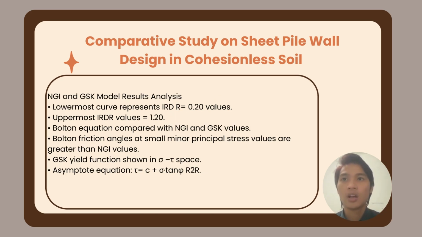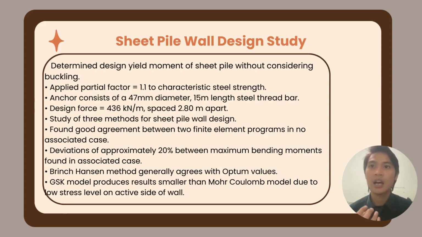For the second slide, as we analyze the result, notice the lowermost curve representing IRDR equal to 0.20 and the uppermost IRDR with a value equal to 1.20. We compare this with the Alton equation, observing differences in friction angles at different stress levels. Last but not least, our study reveals interesting insights. In the non-associated case, we found strong agreement between finite element programs. However, in the associated case, deviations of approximately 20% were observed in maximum bending moment.